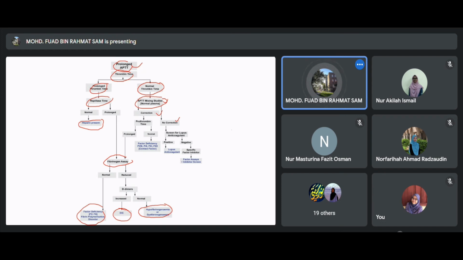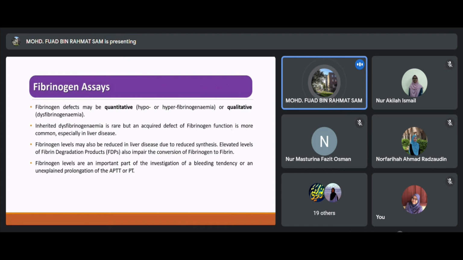Okay, so flow ni macam ni lah, melibatkan APTT, TT, and then ada fibrinogen assay. So at the end baru kita boleh identify patient ni ada masalah apa. Okay, dia tak boleh depends only on one single PT or one single APTT punya results. It involves banyak components or parameters. Now, next is the fibrinogen assays.